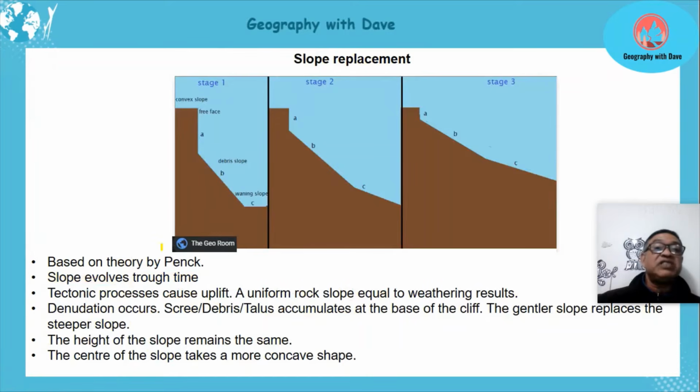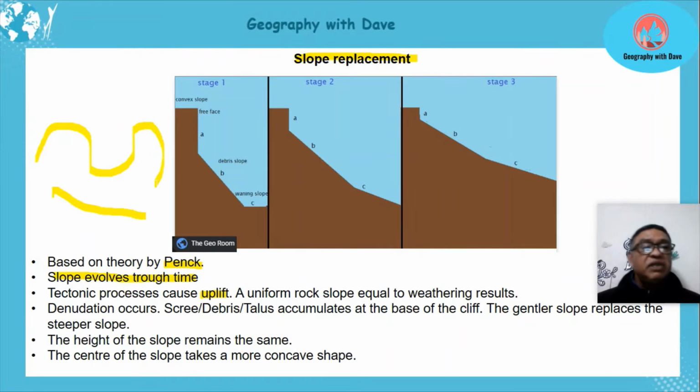Okay, let's look at the next one. Slope replacement. Now let's look at this. Stage 1 to 3. It's based on the theory by Penck, another brilliant man. And again, slopes evolve through time, millions of years. All right. Here it says the tectonic processes cause uplift. Remember, tectonic processes like faulting and folding all lift up whatever the stuff. All right. You, for instance, you have a place and suddenly you have folding and strata gets uplifted.